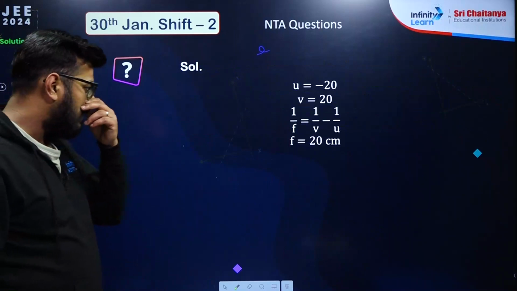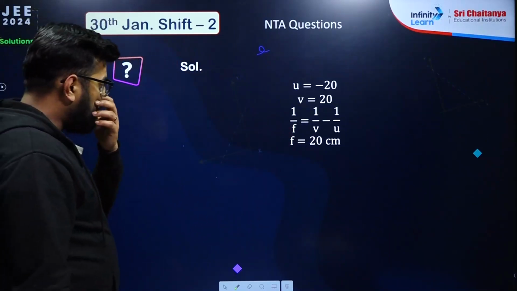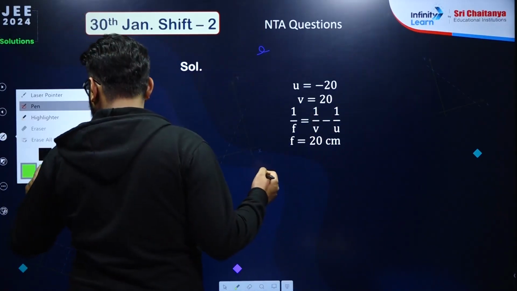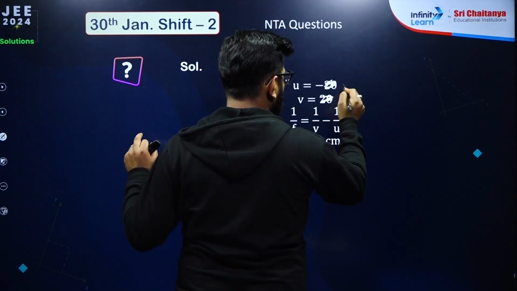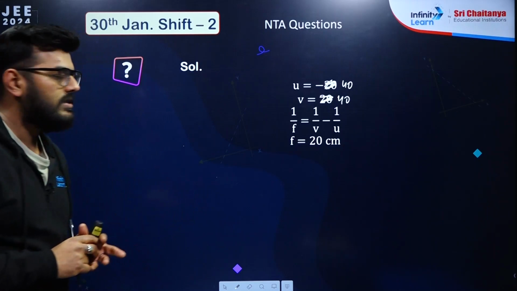I hope this is clear, right? So based on this also, you can very easily find out. Okay. Now sir, moving ahead. I think this is not the correct answer. U and V will be equal to not 20 and 20, rather they will be equal to minus 40 and 40. Now based on that, you will get the value as 20 centimeter.